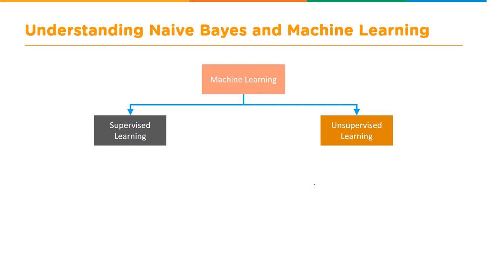So here there are two major classifications under machine learning: supervised learning and unsupervised learning. These two are the major, broad classifications. Supervised learning is a method in which the model will learn from the existing or available data, and the model will be trained based on the existing data.